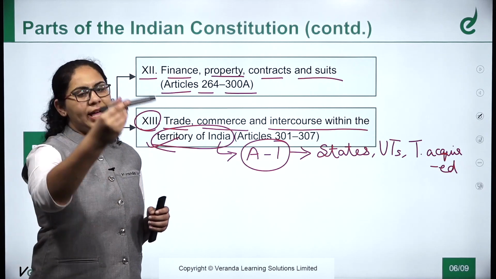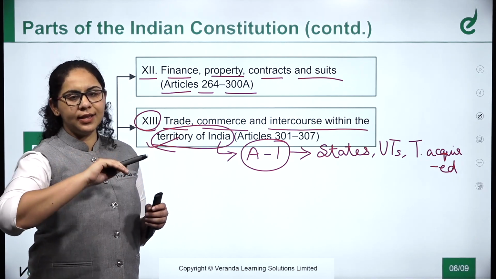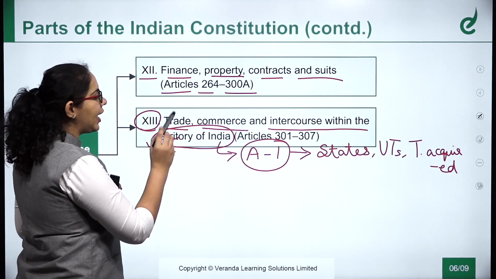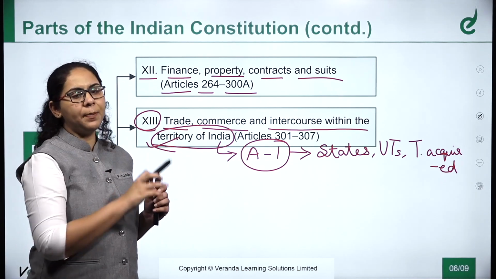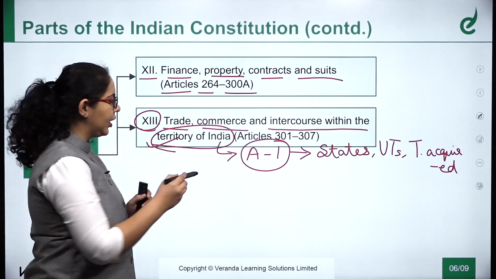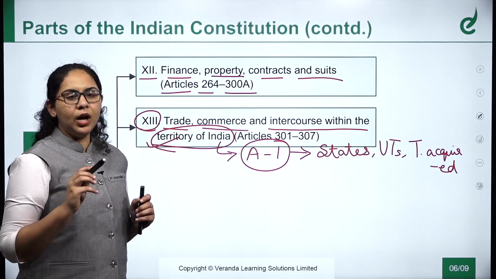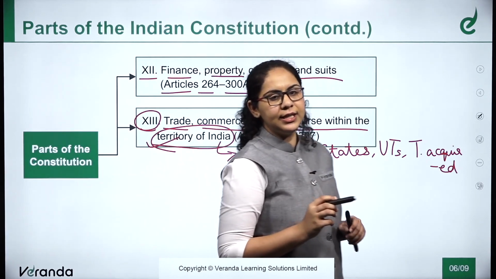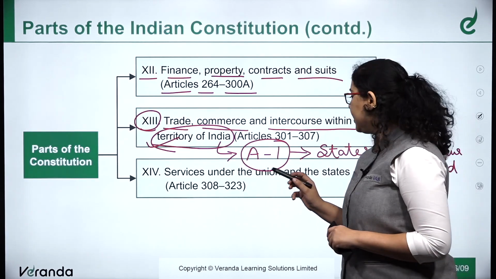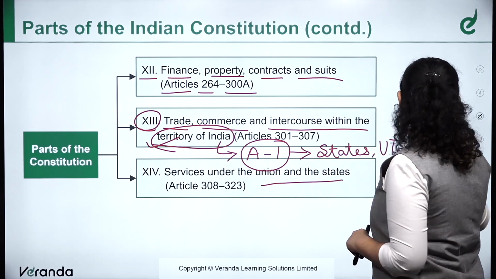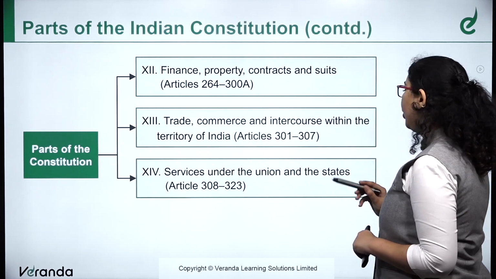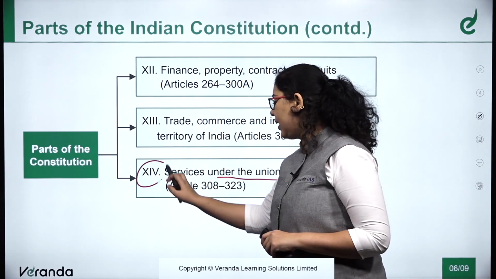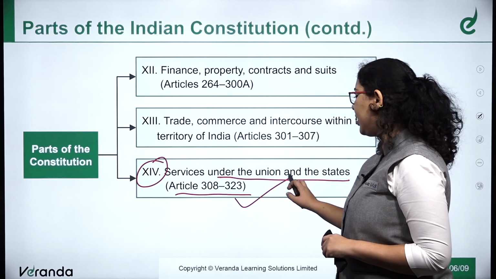So if we are acquiring any territory of Bangladesh or Pakistan, obviously it is not going to happen, but the provision is there. So that territory will also constitute part of the territory of India. We'll discuss this in Articles 1 to 4 in another session in detail. Then part 14 is services under the union and the states. All the services under the union and the states come under part 14, that is Article 308 to 323.